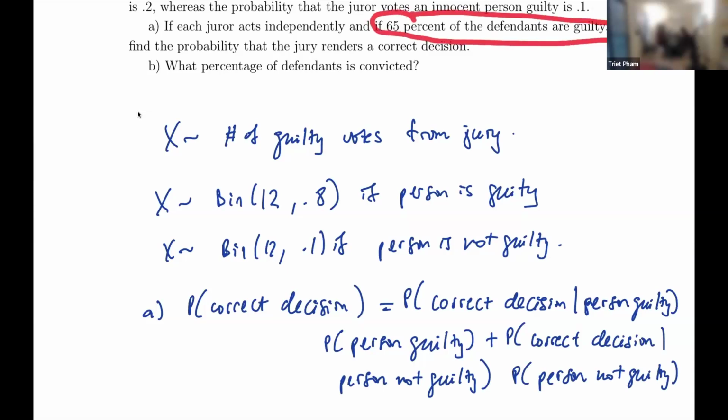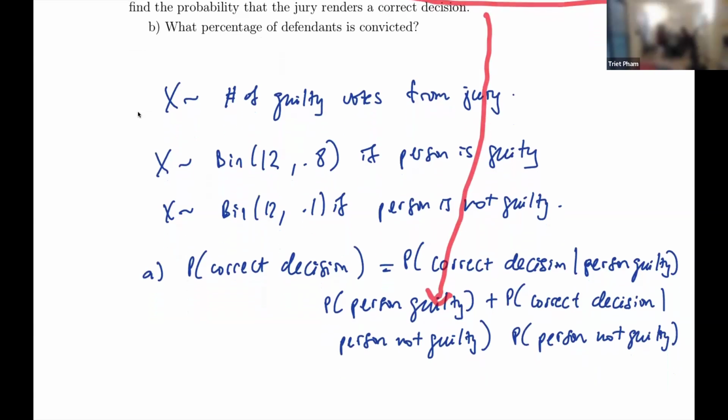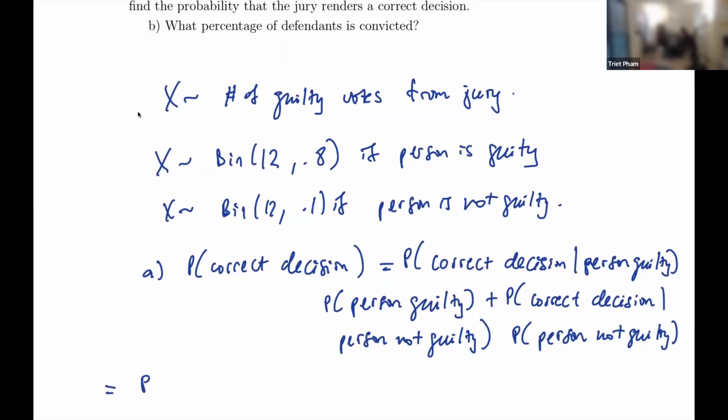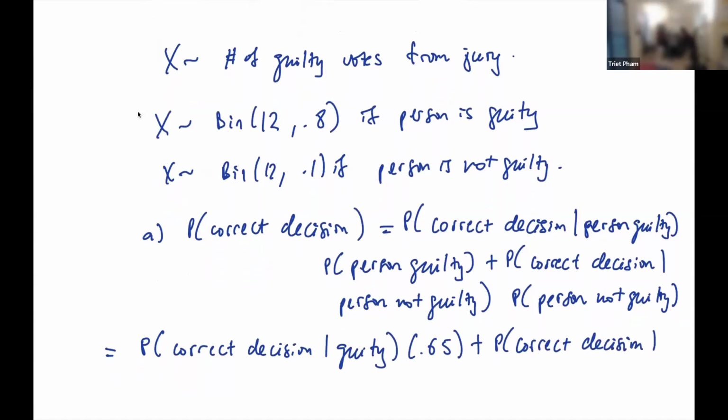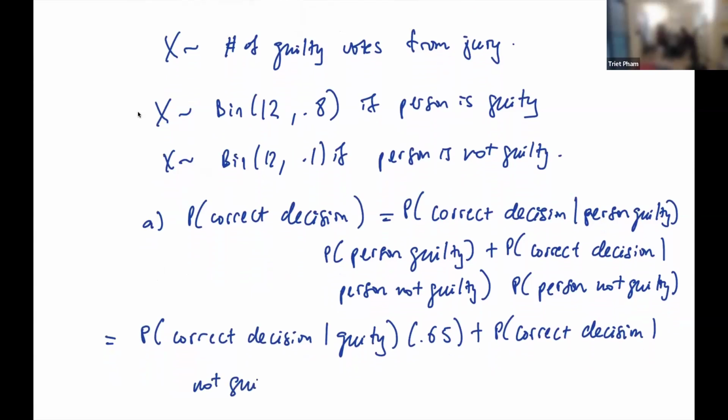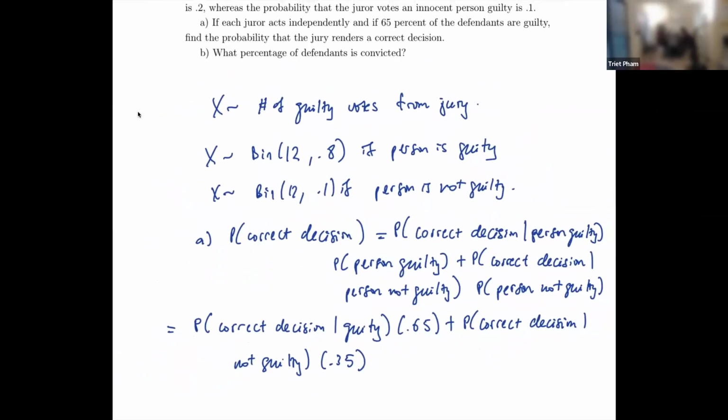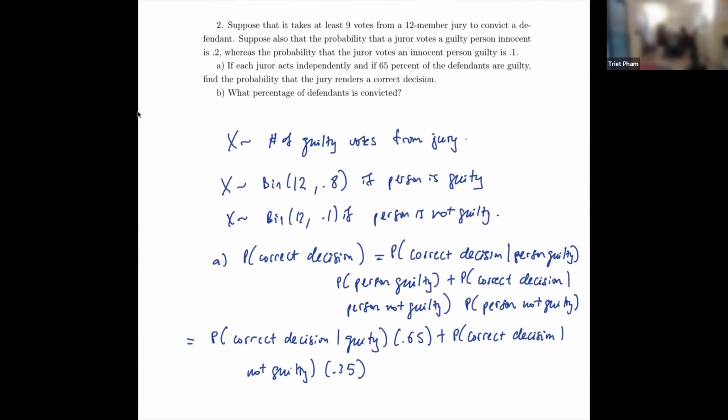And we are told that 65% of the people are guilty, so we can replace it with the probability of a correct decision given guilty times 0.65, plus the probability of a correct decision given not guilty, times 0.35. Any questions so far?